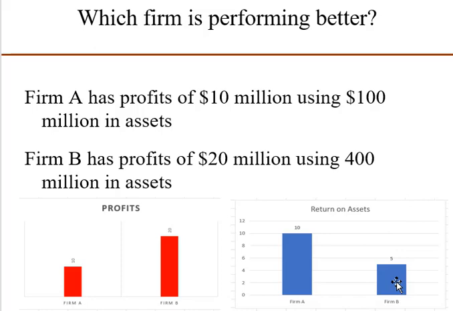So think about this in terms of your savings account, right? Which would you rather have, a 5% return or a 10% return? In this instance, and again, the information is still limited, but firm B is a stronger performer. Oh, sorry. Firm A is a stronger performer.